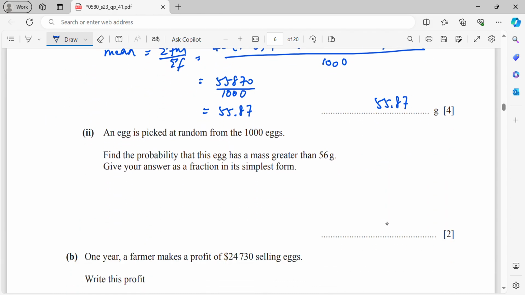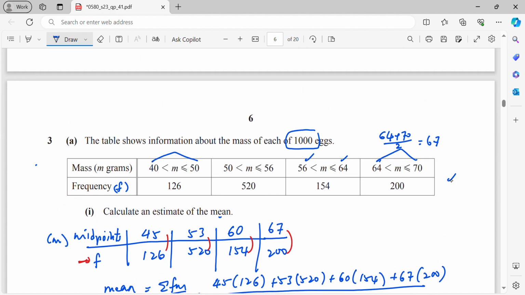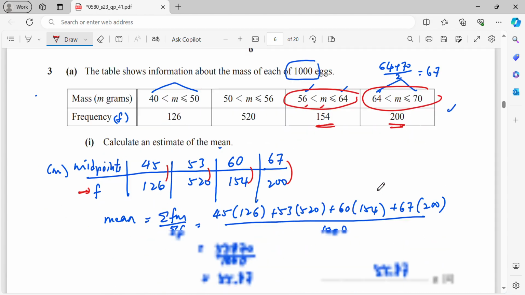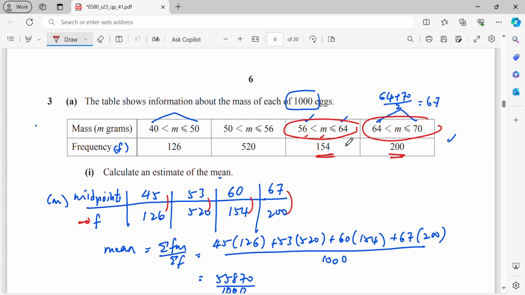Okay, part 2. An egg is picked at random from the 1000 eggs. Find the probability that this egg has a mass greater than 56 grams. Give your answer as a fraction in its simplest form. Okay, now greater than 56 grams means that you have to refer to last two categories. Okay, because m greater than 56. That means the total here is 154 plus 200. That is the number of eggs with that mass.